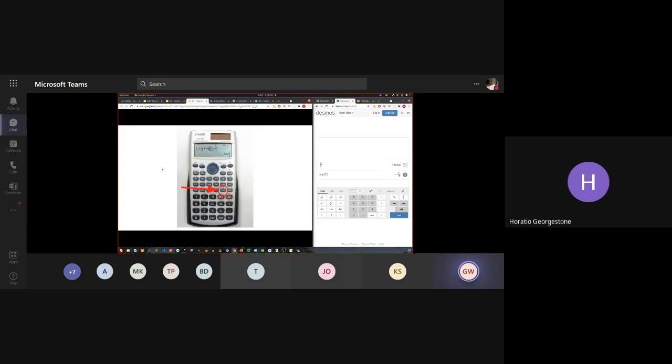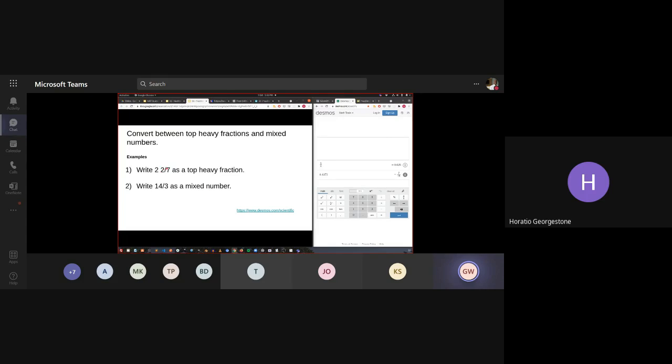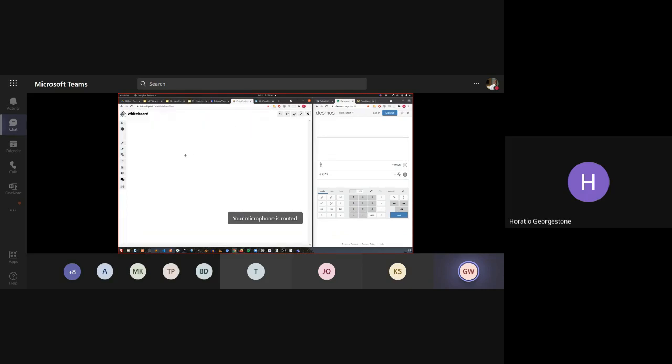Okay, so converting between top-heavy fractions and mixed numbers. So if you look in the notes, I've actually got this all formatted properly. It's hard to kind of do it on slides. But this is meant to say 2 2/7. So in other words, like 2 2/7, like that.